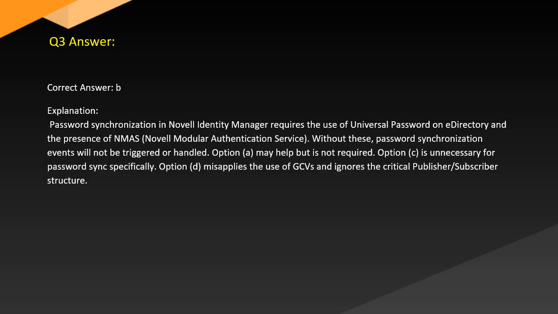Answer. Correct answer. B. Explanation. Password synchronization in Novell Identity Manager requires the use of Universal Password on eDirectory in the presence of NMAS, Novell Modular Authentication Service. Without these, password synchronization events will not be triggered or handled. Option A may help but is not required. Option C is unnecessary for password sync specifically. Option D misapplies GCVs and ignores the critical publisher-subscriber structure.